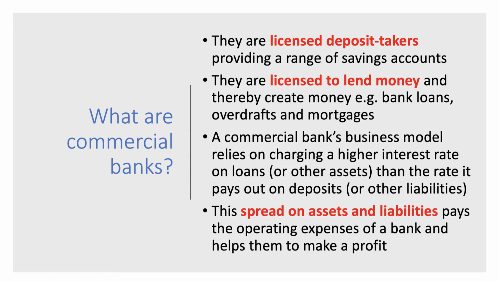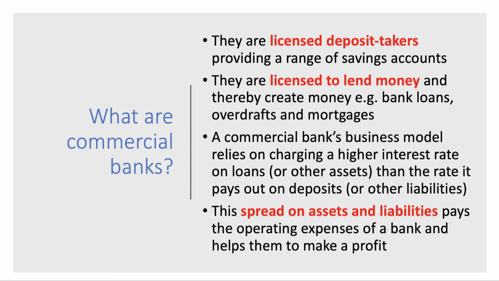Traditionally, the commercial bank's business model was fairly straightforward, fairly simple. It relied on charging a higher rate of interest on a loan, or perhaps another asset, than the rate that you typically pay out on savings deposits. Fairly simple model of banking. You charge a higher rate on the loans than you pay to your savers. And we call this gap between assets and liabilities, between loans and savings, the spread.